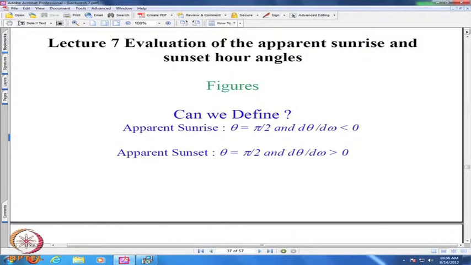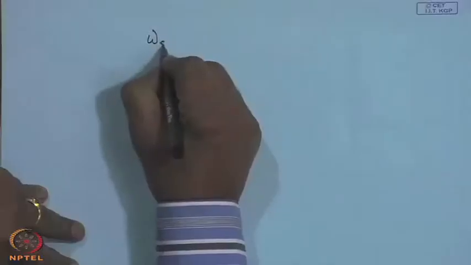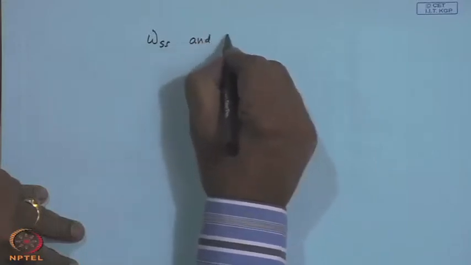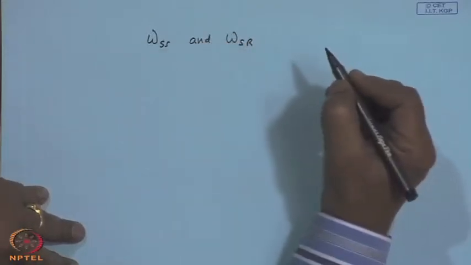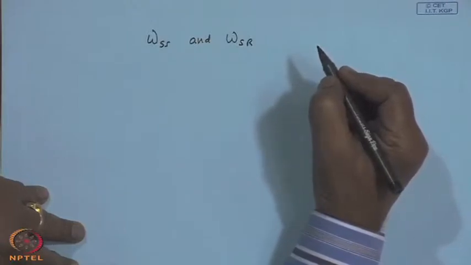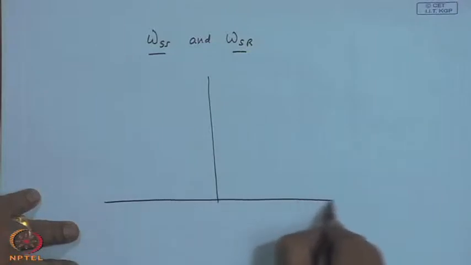When we were evaluating the daily tilt factor R B bar, we left the apparent sunrise hour angles omega S S and omega S R undetermined. So, the expressions become available for evaluating omega S S and omega S R once these values of omega S R and S S could be determined. Now, in order to have a clear idea, let us just have an idea.